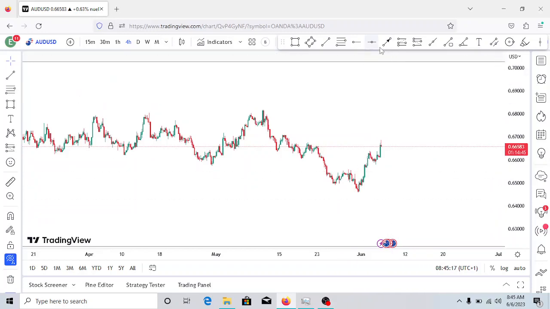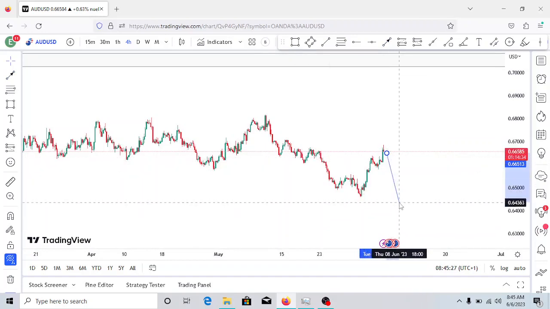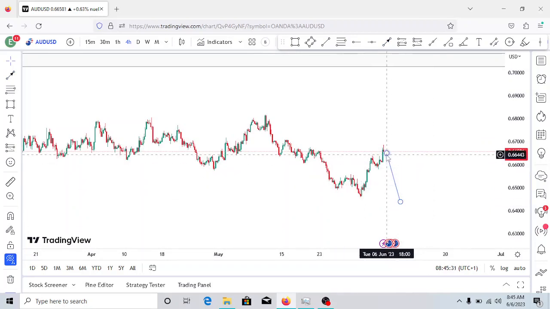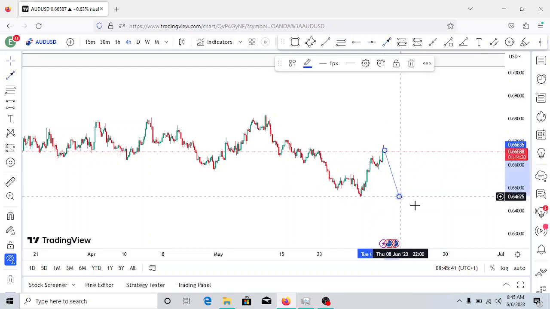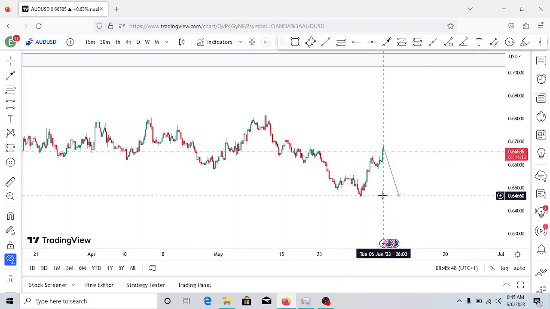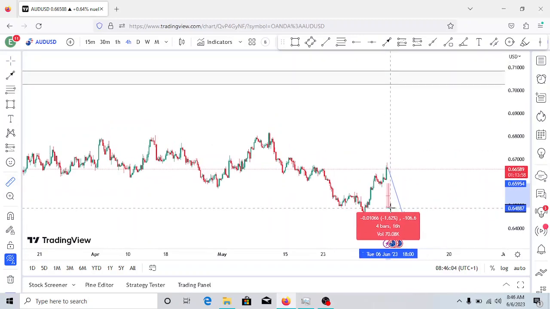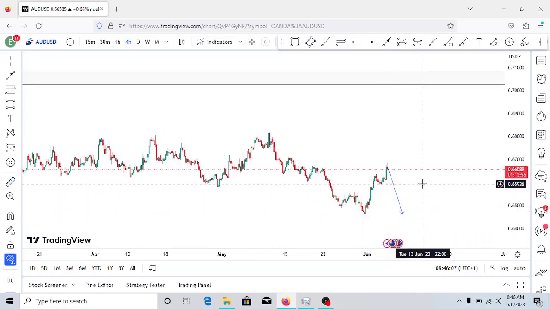So my expectation for this market now is for the market to at least break this low from here downward. Okay, so my expectation is for this market to at least target this low. So my bias for Aussie dollar in the coming days is for it to drop. And if you measure the pip count, whenever there's a change of character, it's about 100 pips, 100 and more pip drop.